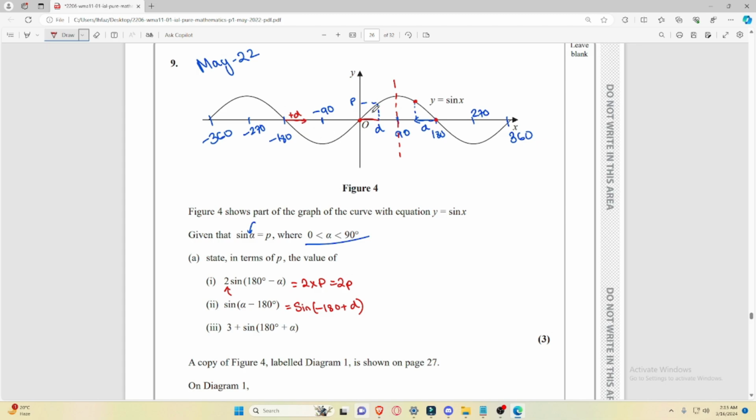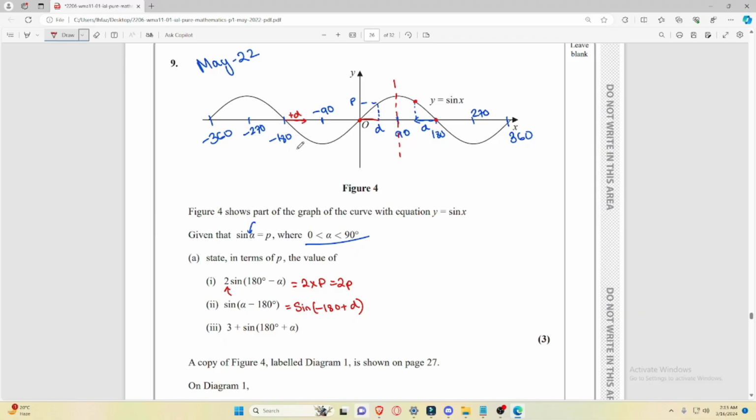Now logic states that compared to the y-axis, they are symmetrical towards one another in the opposite way. For example, at 90 the value is 1 for y, and at minus 90 the value is minus 1. So for minus 180 it is 0, 180 it is 0. To the right side it will be positive, to the left side it is negative.